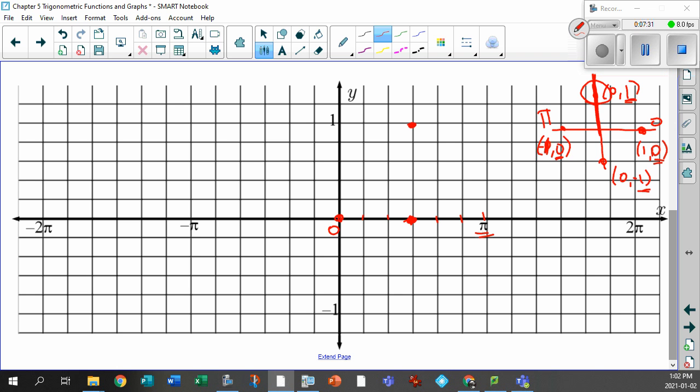Then check this out. I'm going to go over to pi, which means I'm back at 0 again. Now, if you think about it, what's smack in the middle again? Well, there's our 3 pi over 2, right smack in the middle between pi and 2 pi. So between pi and 2 pi, 1, 2, 3, 4, 5, 6. Oh, 1, 2, 3, right smack in the middle. It's at -1, which is way down here.